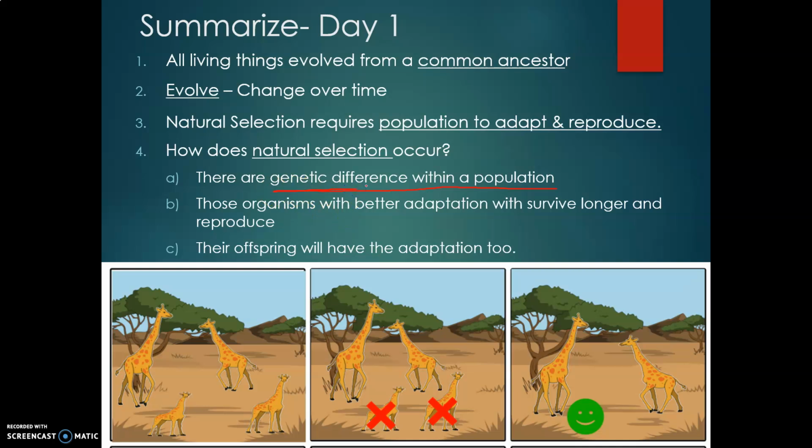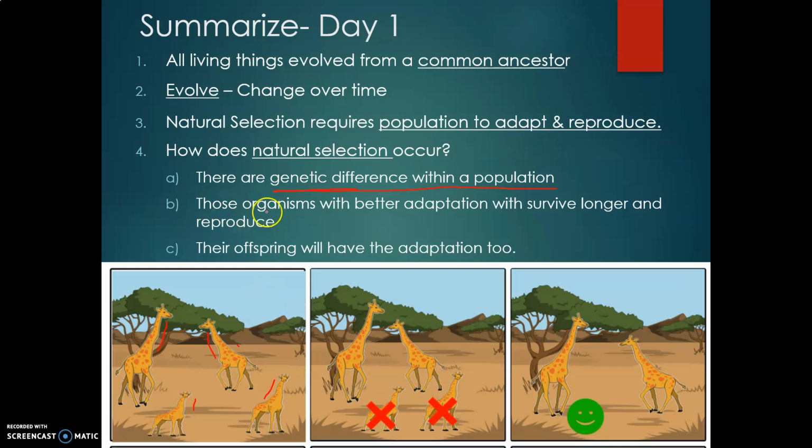Some are tall, some are short, some animals are darker, some lighter, some faster, some slower. We're looking at this population of giraffes, and are there genetic differences between them? Yeah, some have really long necks, some have medium necks, some have really short necks. And giraffes are actually kind of smaller. They're like the size of a deer.